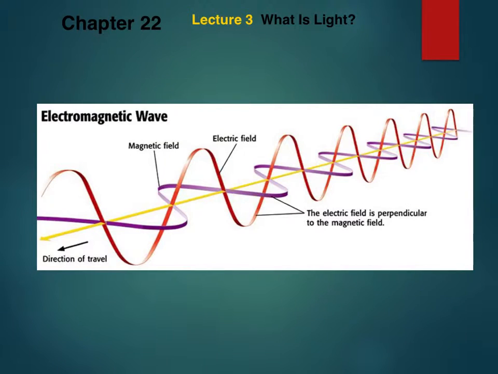Take a look at this. You can see here in purple is the magnetic field, and in red is the electric field. So when an electromagnetic wave moves from one point to another, these two waves move simultaneously together, but perpendicular to each other. So they both create one another, right? An electric field creates a magnetic field, and a changing magnetic field creates an electric field.